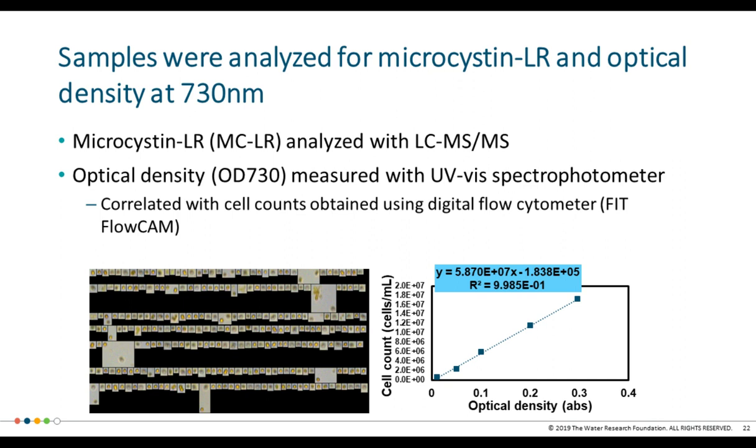For what we looked at, we analyzed the samples for microcystin LR, as that's what these were confirmed to produce, and we used LC-MS-MS to do that. And we also wanted to look at the integrity of the cells. From previous work that was done in 4406, that aforementioned project, optical density at 730 nanometers was found to correlate with cell counts obtained with the digital flow cytometer, a FlowCam that was able to image cells. So from that, we wanted to use optical density just as a bulk measure to look at the integrity of cells after we were lysing them. So we were looking at toxin and we were looking at cells.